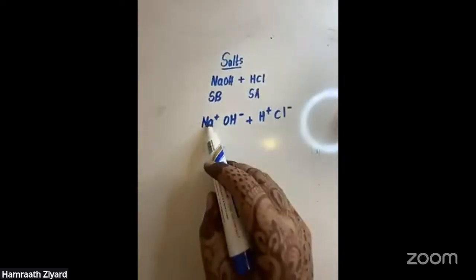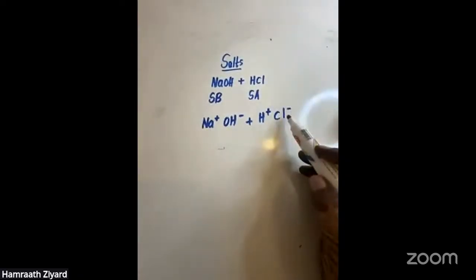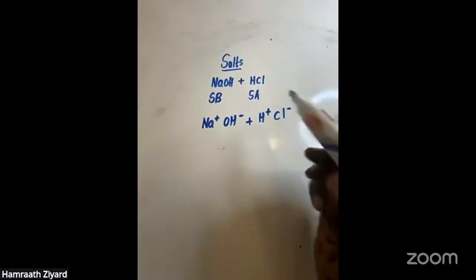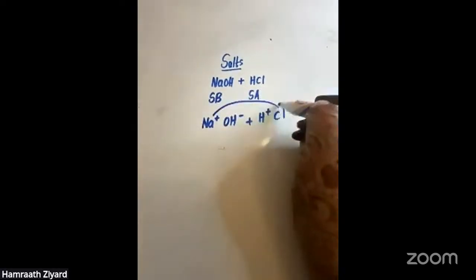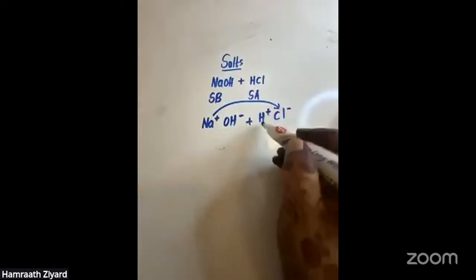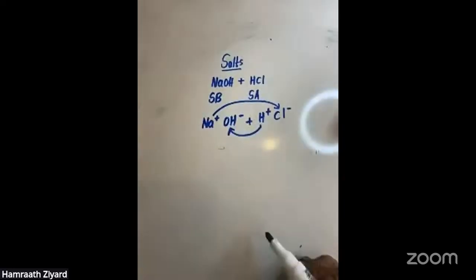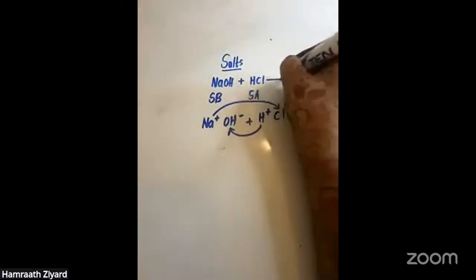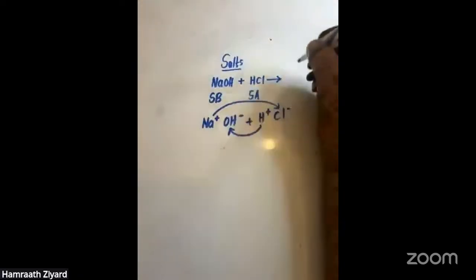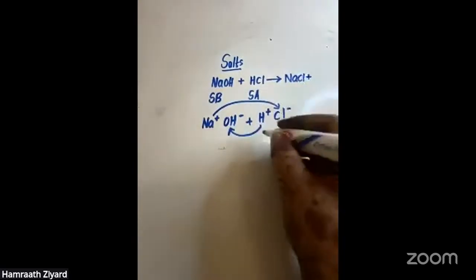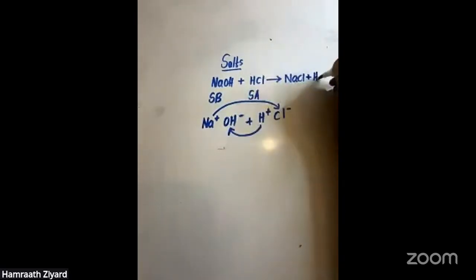So if this is positive, if they want to attract to the other side, they should be negative. So sodium will go and react with the chlorine, while hydrogen will go and react with the hydroxide. So this is the double displacement. So what will be the outcome? You will form sodium chloride plus hydrogen plus hydroxide. You will be forming water. So this is going to be the salt reaction.